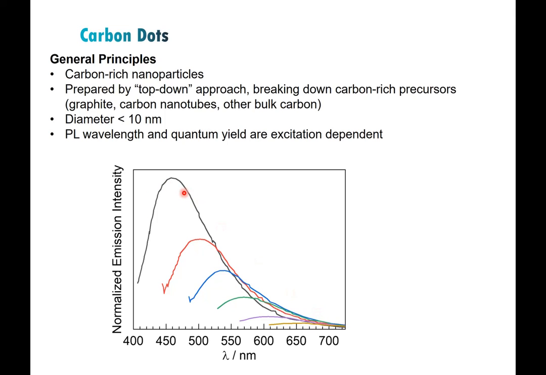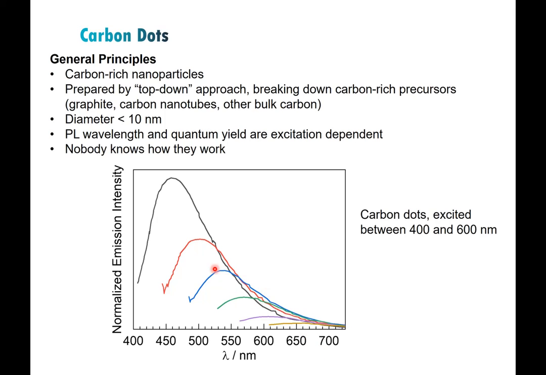And so as you change the excitation wavelength, the emission band also changes, which, of course, if you saw that in a molecule, that would be very suspicious. In the case of quantum dots, or these carbon dots, that's just how they work. And nobody really knows why. And the proposals that I've seen for why are not very satisfying. And the quantum yield also changes. So these are normalized to quantum yields. That's why they get weaker and weaker as you go further and further into the red.